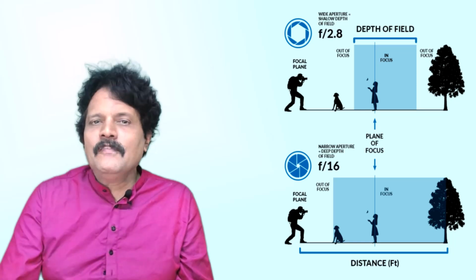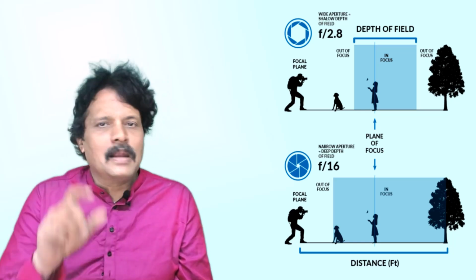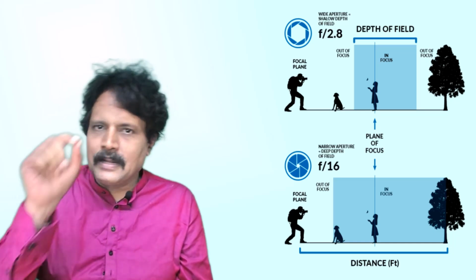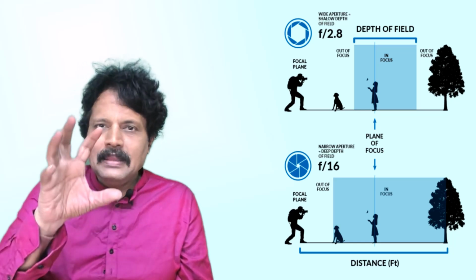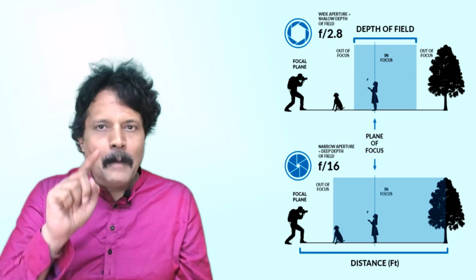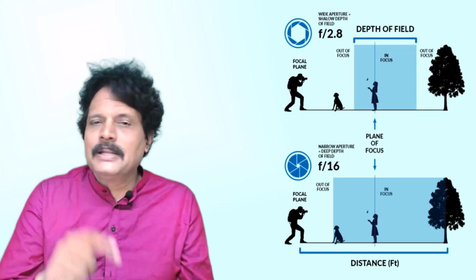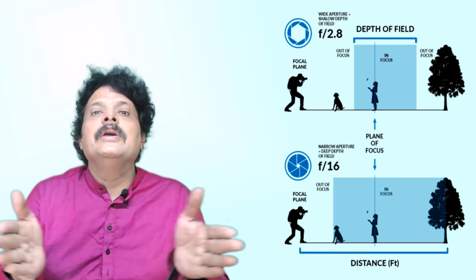This depth of field is directly proportional to your aperture number and inversely proportional to your lens diameter. That is, as your lens diameter decreases, the aperture number is going to increase, and as the aperture number increases, the depth of field is going to increase.